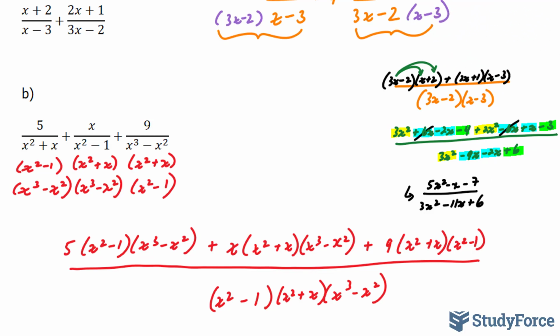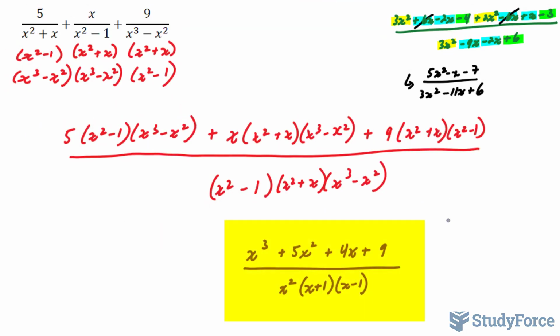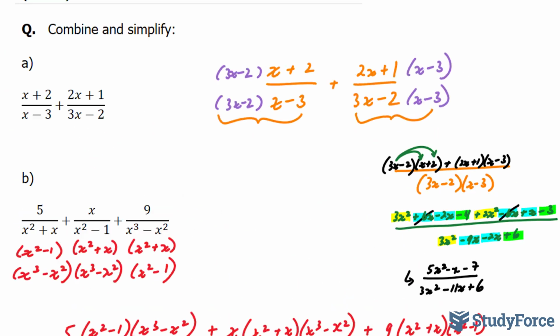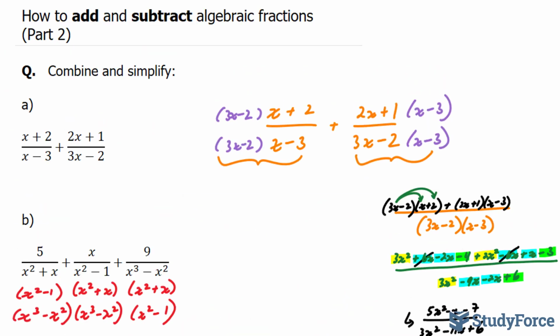All you have to do moving forward is to expand each of these, reduce, and you're done. And similarly, the same for the denominator. Now that's a lot of work, but this is the solution. And so there you have it. Two examples on how to add and subtract complicated algebraic fractions.